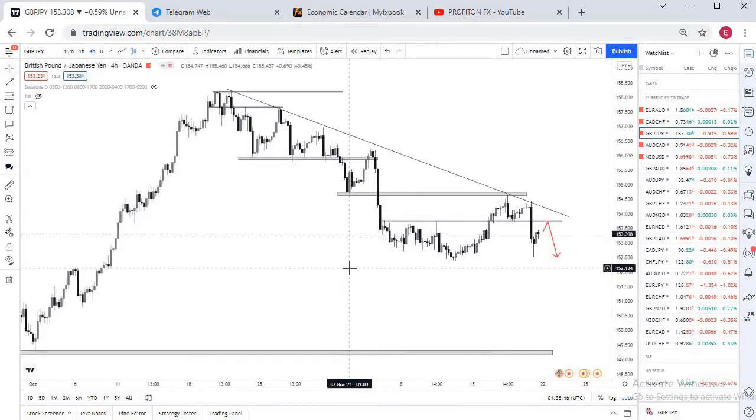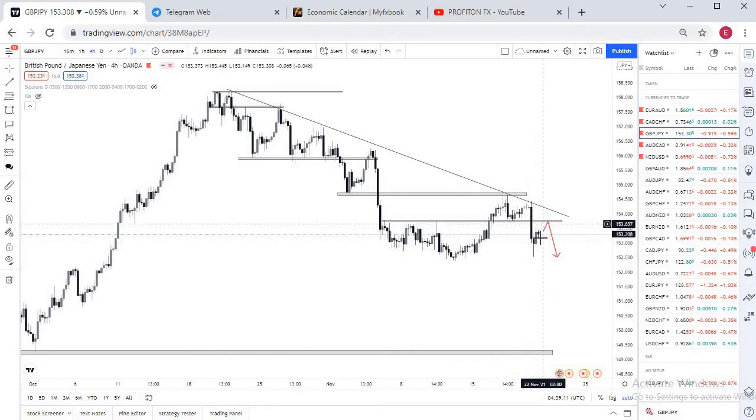Now GBP Japanese yen, we are in a bearish move currently on the 4H time frame. We do have a resistance trend line here that price seems to be respecting a lot. And recently we saw a very big impulsive move happen, and I'm currently watching this correction happening here.